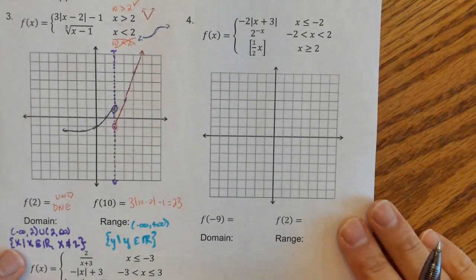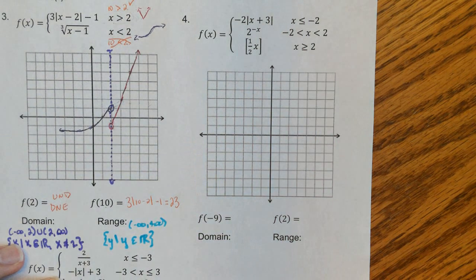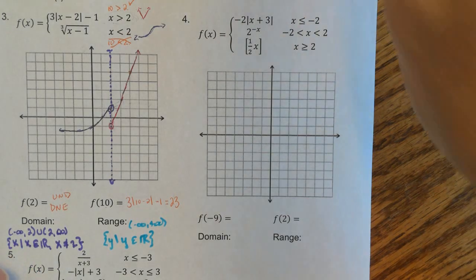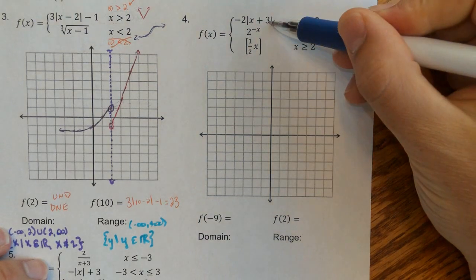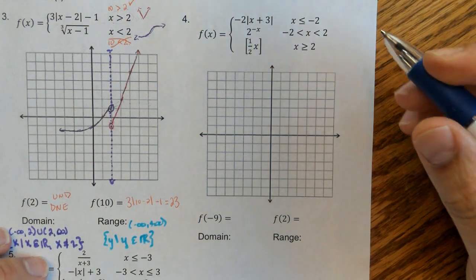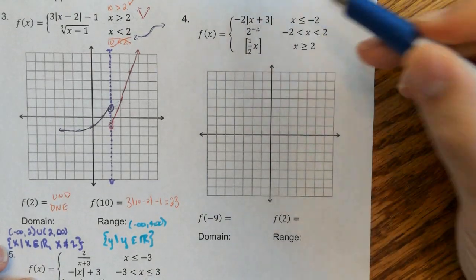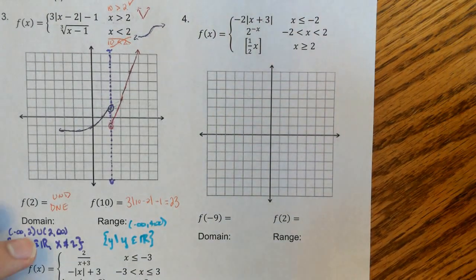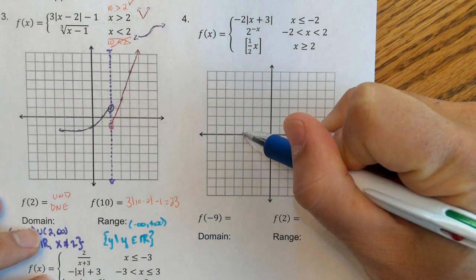Okay. Number 4, same idea. Notice again you have another absolute value here. So this is a v. This one is going to be going down. So notice this one is left 3, going down. So it's a flip down, and it's also a vertical stretch. So 1, 2, 3, left 3.